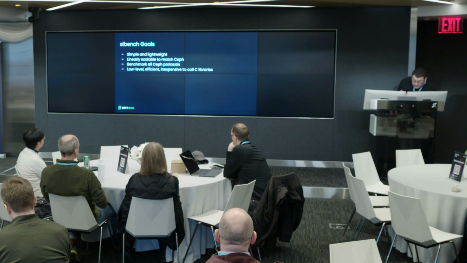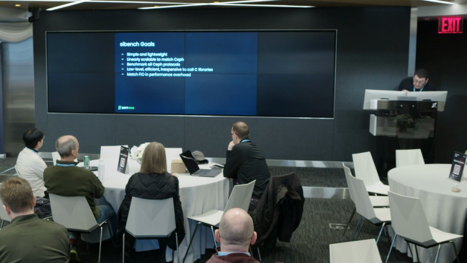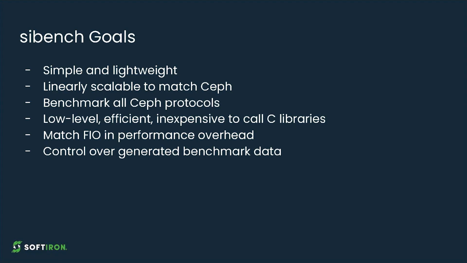We want it to be low level, efficient, and inexpensive to call C libraries, so we don't want performance implications. So ideally, and this was a core goal, each Sibench worker thread matches FIO in performance. And finally, we'd like a framework that gives us some control over the data we use to run the benchmarks as well. So those are the goals.